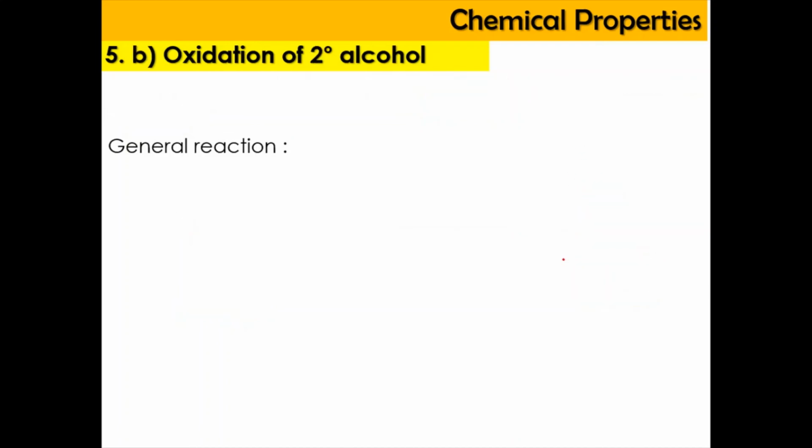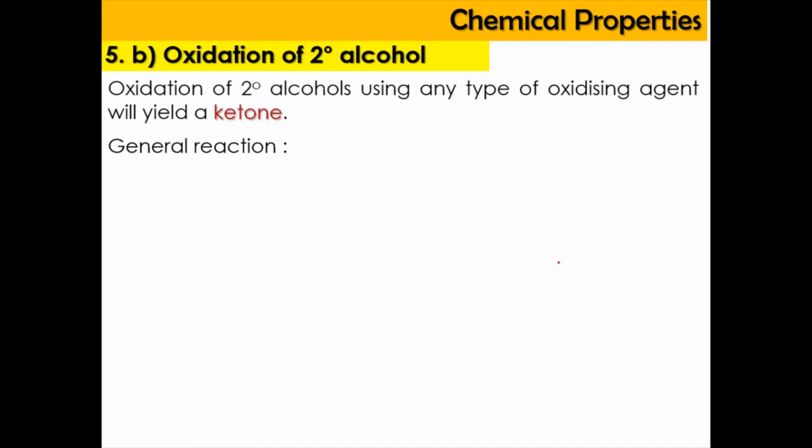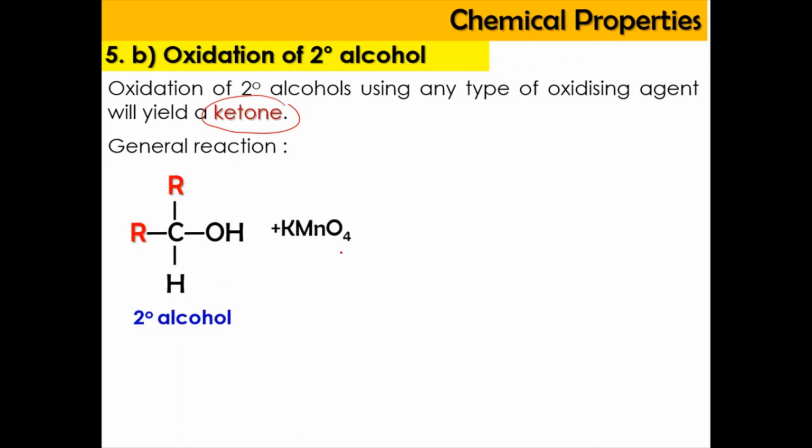Now for the oxidation of the secondary alcohol, we can use any type of oxidizing agent and the secondary alcohol will produce a ketone. So let's say we have a secondary alcohol and I use a strong oxidizing agent, which is KMnO4 in the presence of high temperature and acidified condition, what I produce is a ketone here. A ketone is a carbonyl group attached to two alkyl groups.